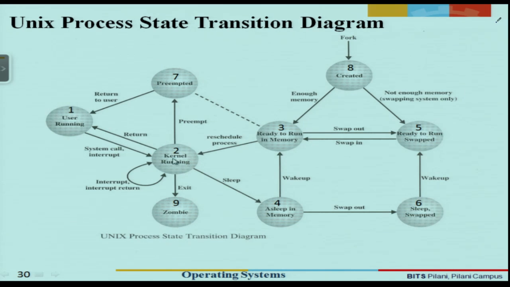At some point of time, maybe because the process time slice has expired, when a user process was running in kernel mode, its time slice got expired. So it might go to a state which is known as a preempted state, and from the preempted state, once again the process can go into a user running state. So this is how the Unix system operates.